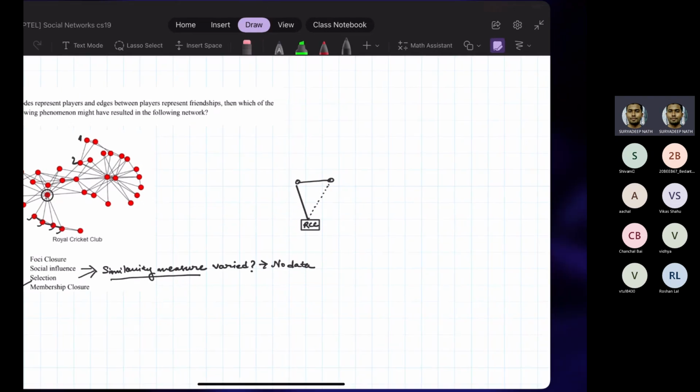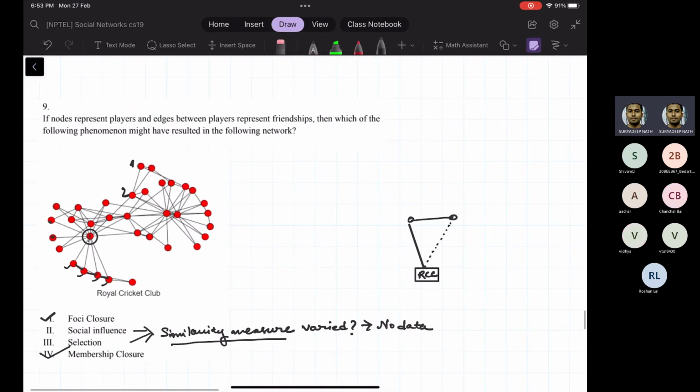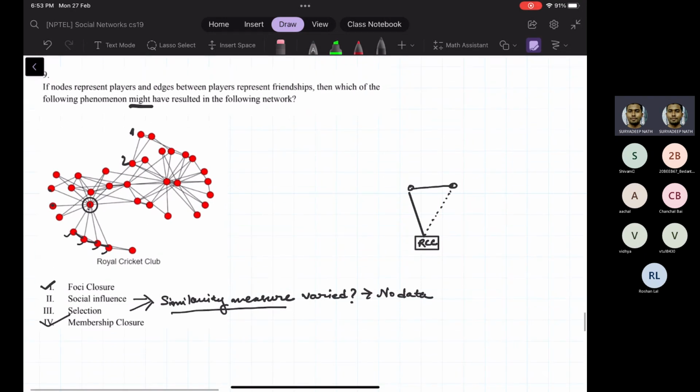They asked which of the following phenomena might have resulted. Not exactly resulted, but might have. So which are the possibilities? It could be foci closure, that they came to the same place and then became friends. It could also be membership closure, because let's say you consider 3 and 4. It could be that 3 and 4 were friends previously, and 3 started attending RCC, the Royal Cricket Club, and then 4 also became a part of RCC. So this is membership closure. It could happen. This is also a possibility.